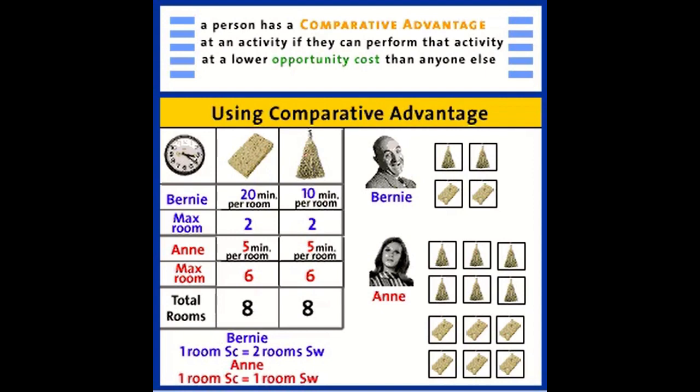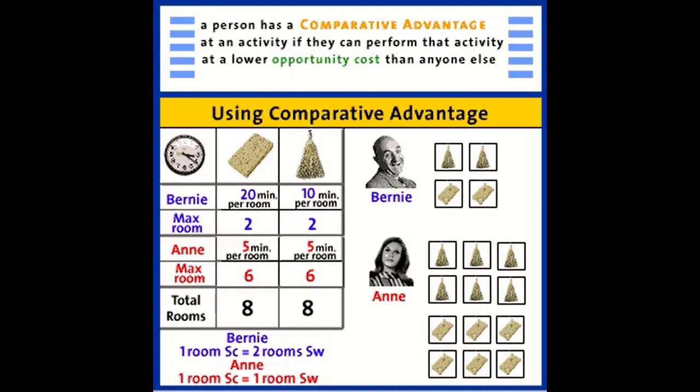Let's look now at Ann's opportunity cost for scrubbing. Ann takes 5 minutes to sweep a room and also 5 minutes to scrub a room. So the opportunity cost for Ann of scrubbing a room is 5 minutes worth of time, which means sweeping 1 room. So if Ann scrubs a room, it's because she's not sweeping a room. Her opportunity cost of scrubbing 1 room is 1 room that goes unswept.